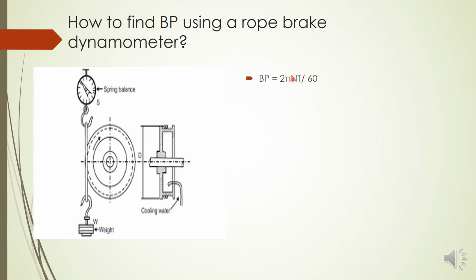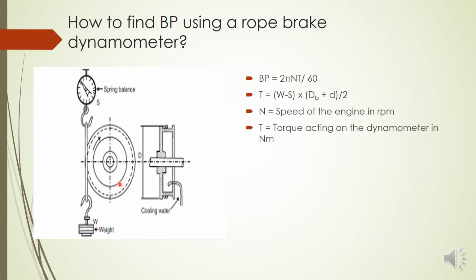Now, from the tachometer, we know the RPM value. So how to find torque? Torque is force into distance. The force is the net force or net load, which is W minus S, the weight. What is W? N is the speed of the engine in RPM, and T is the torque acting on the dynamometer in Newton meter.